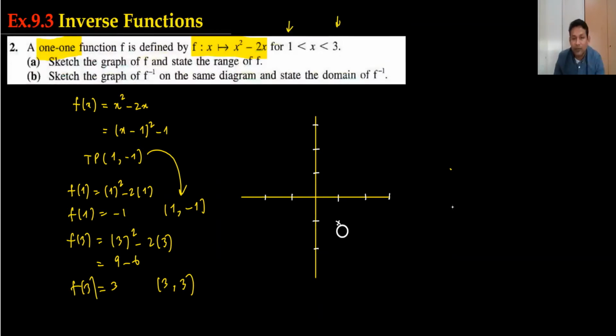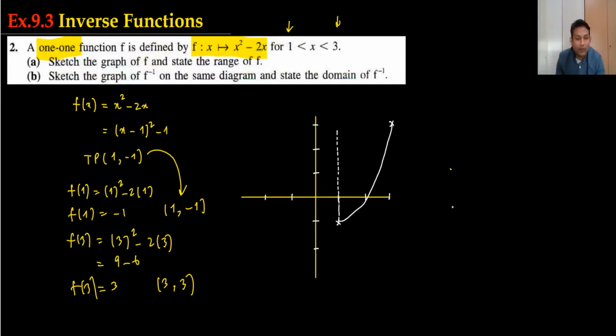Whenever you have this situation, always draw at the turning point the line of symmetry. And the second is 3, 3. The 3, 3 is coming here, and that's it. We don't need to do anything, it is very simple to draw the sketch, and that's it.